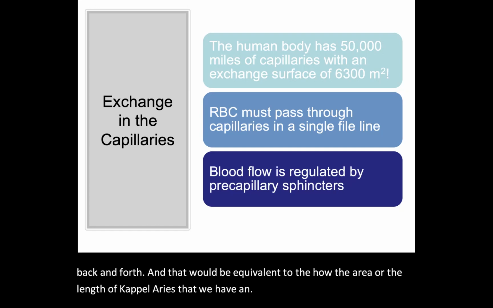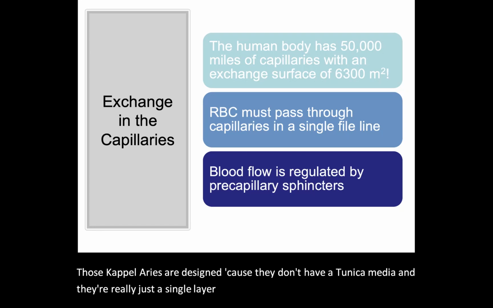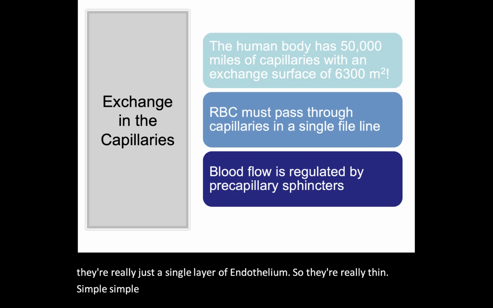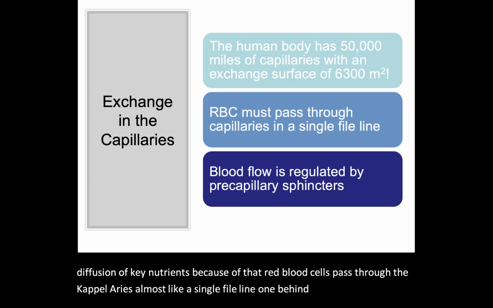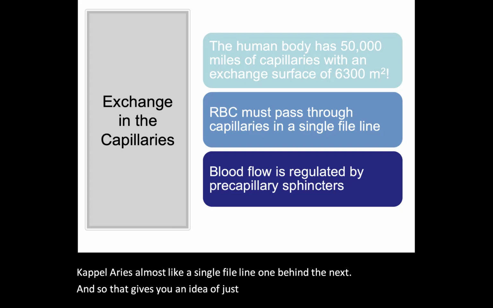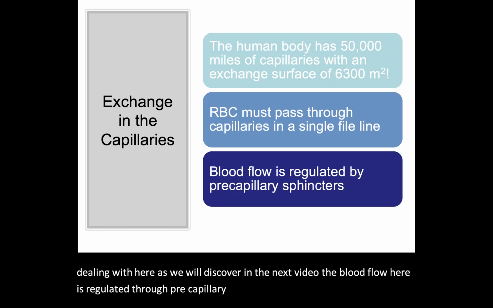And those capillaries are designed because they don't have a tunica media, and they're really just a single layer of endothelium. So they're really, really thin. Simple epithelia, think of it that way. And the reason for that is to allow for diffusion of key nutrients. And because of that, red blood cells pass through the capillaries almost like a single file line, one behind the next. And so that gives you an idea of just how small of a vessel we are dealing with here. And as we will discover in the next video, the blood flow here is regulated through precapillary sphincters.